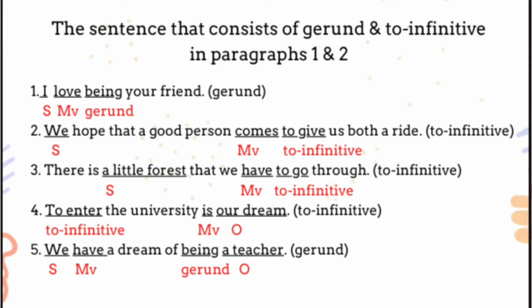Next, number 5. We have a dream of being a teacher. The sentence consists of gerund. The subject of the sentence is we. The main verb of the sentence is have, and the gerund of the sentence is being. And the object in the sentence is a teacher.